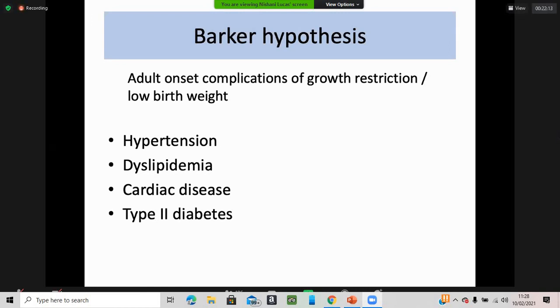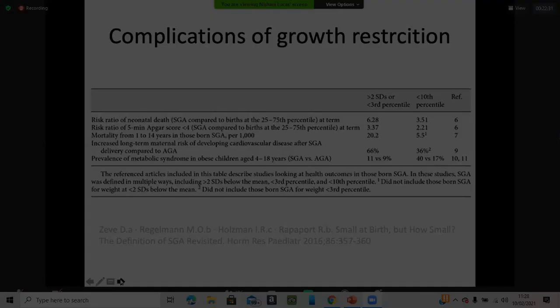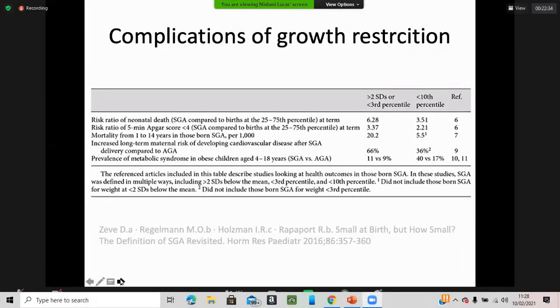I mean, there are other things that come into this hypothesis as well, right? So, low birth weight or growth restricted babies have a higher likelihood of developing hypertension, coronary artery disease, dyslipidemia, as well as type 2 diabetes. So again, this is another study which shows that the smaller the baby, the higher the risk of neonatal death and metabolic syndrome. You can see the risk ratio of neonatal death is higher. APGAR scores are lower. The mortality is higher. So there are many things that can go wrong with these babies.